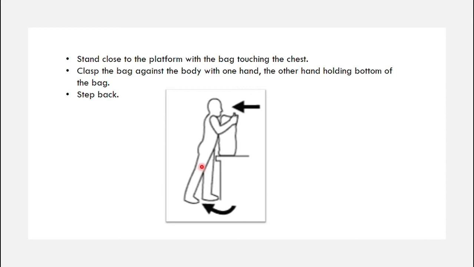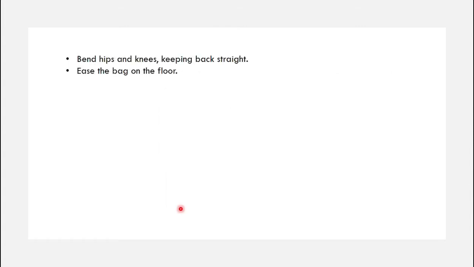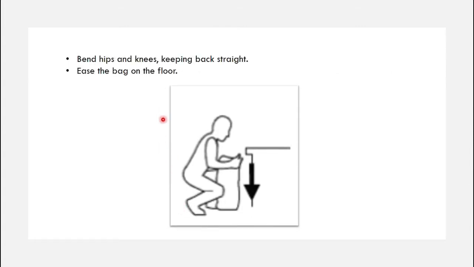The next is stand close to the platform with the bag touching the chest. Bakit nakatouch dito sa may chest? Clasp the bag against the body with one hand. The other hand holding ito, hawak ng bottom. Tapos, mag-step back ka. Next is bend hips and knees. Keep back straight. Then, ease the bag on the floor.